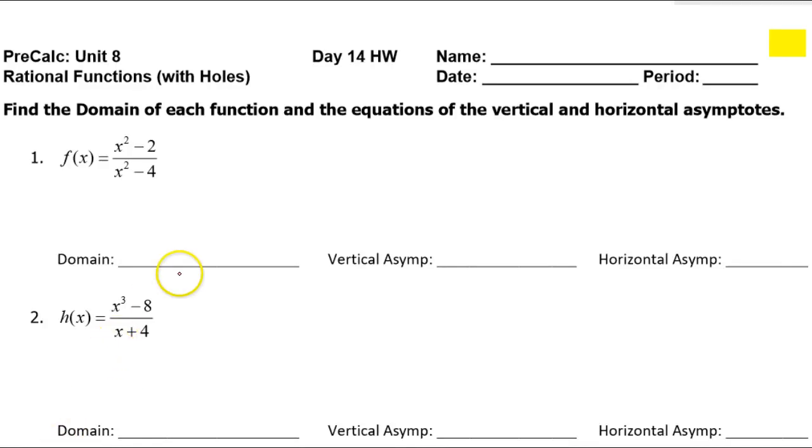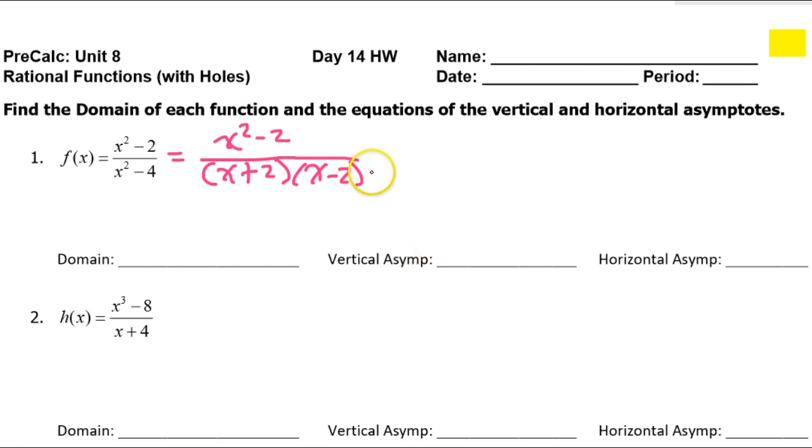In this video, we will analyze rational functions such as these, looking for the vertical asymptotes, the horizontal asymptotes, and maybe even the holes, if there are any, and we'll state the domain. So looking at number 1, the numerator is not factorable, but the denominator is. So let's go ahead and factor the denominator. This would be x plus 2 times x minus 2.